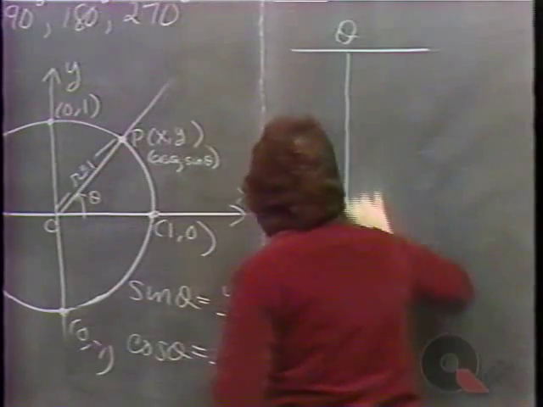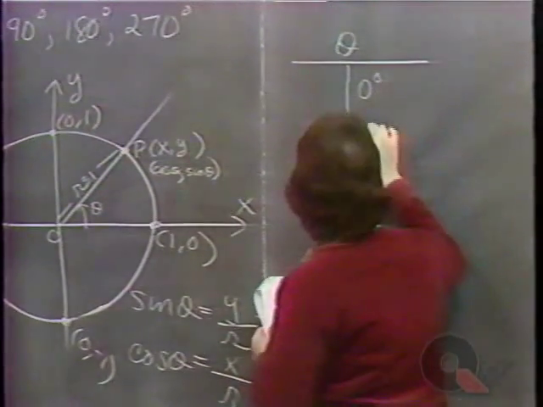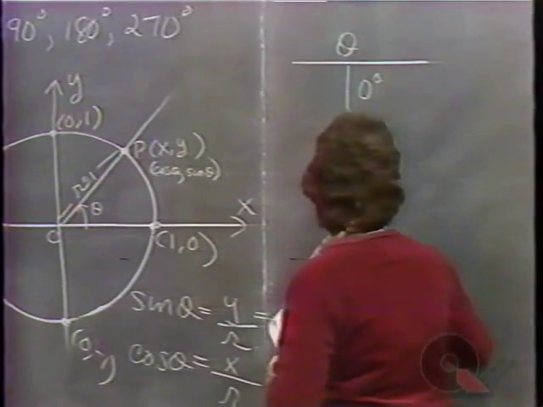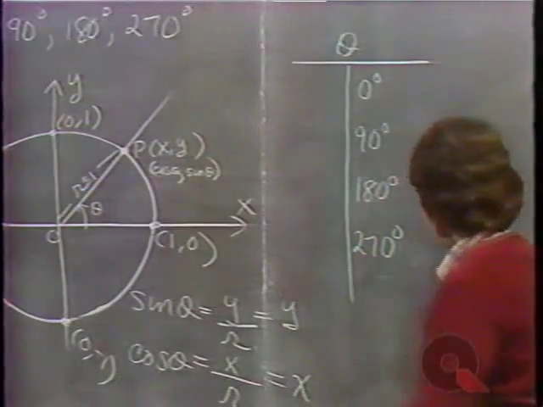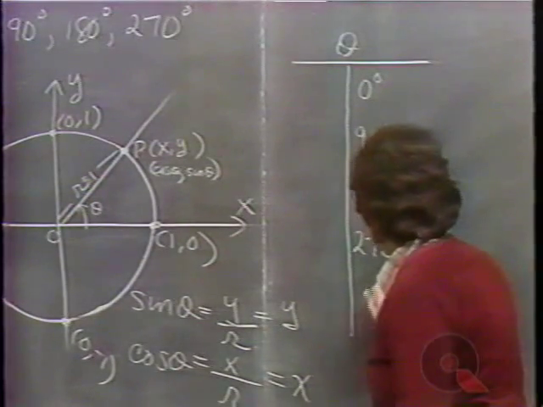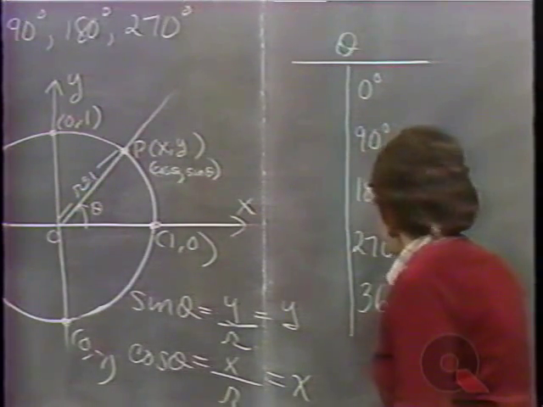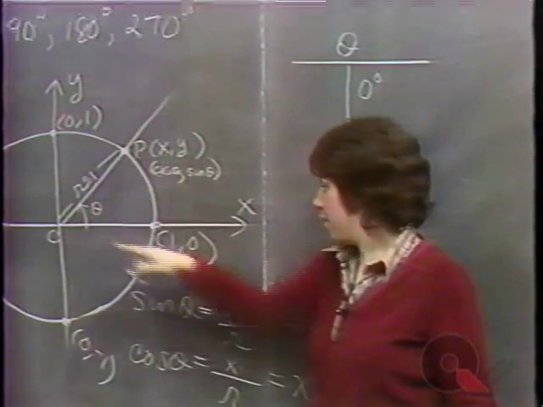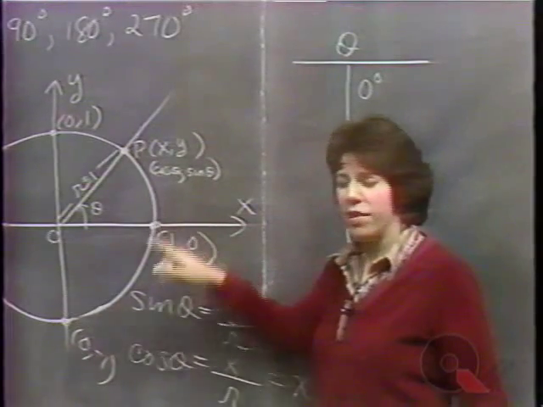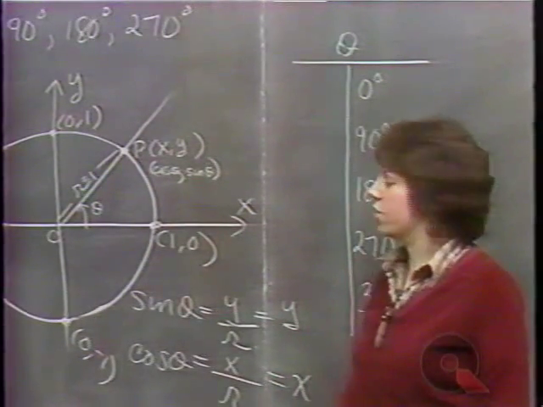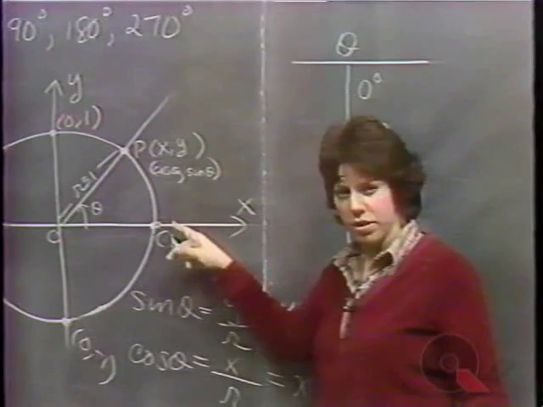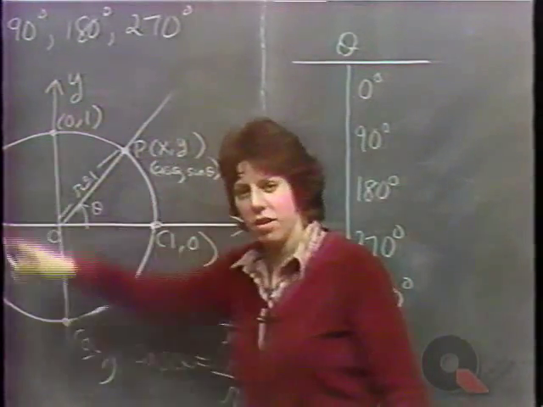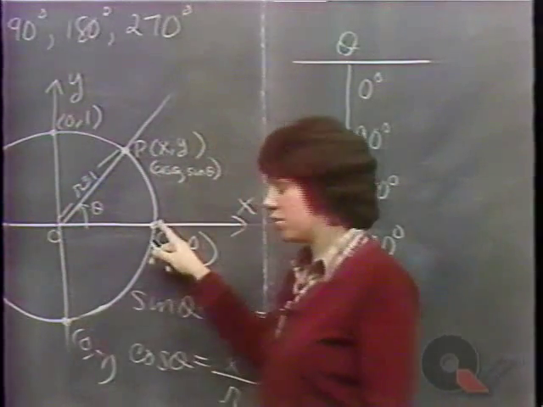If theta is 0 degrees, 90 degrees, 180 degrees, or 270 degrees. We could also put 360 degrees, by the way, down here. For 360 degrees, of course, theta is back here. Point P is back here at (1, 0), and the trig functions for 360 degrees are the same as those for 0 degrees. In this way, you can see that the trig functions are periodic in nature. They will repeat.